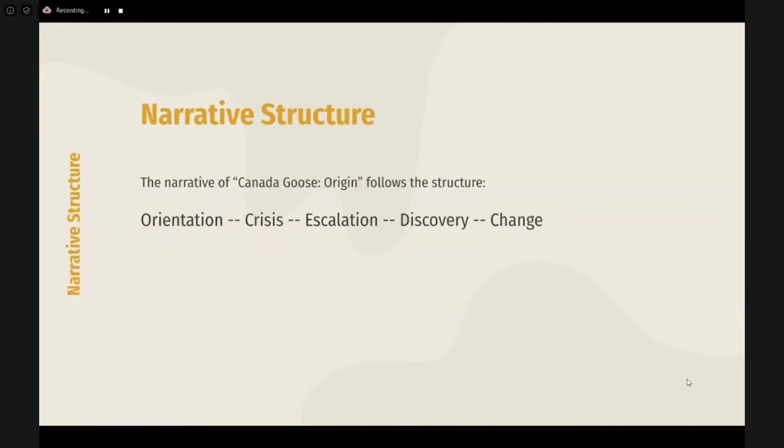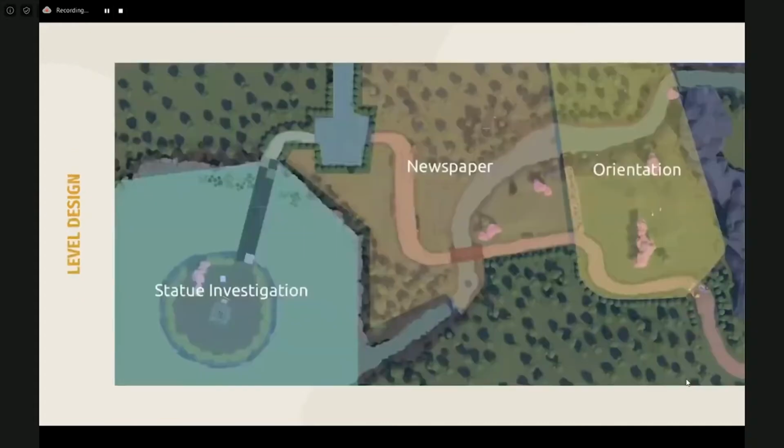Now I'm going to talk about the narrative of Canada Goose Origin. The narrative follows the structure: orientation, crisis, escalation, discovery, and change. This is a normal narrative structure, but in general, the game consists of three parts: orientation, finding the newspaper mission, and statue investigation. Each part plays a certain role in the experience to gradually reveal the mystery in the virtual world.